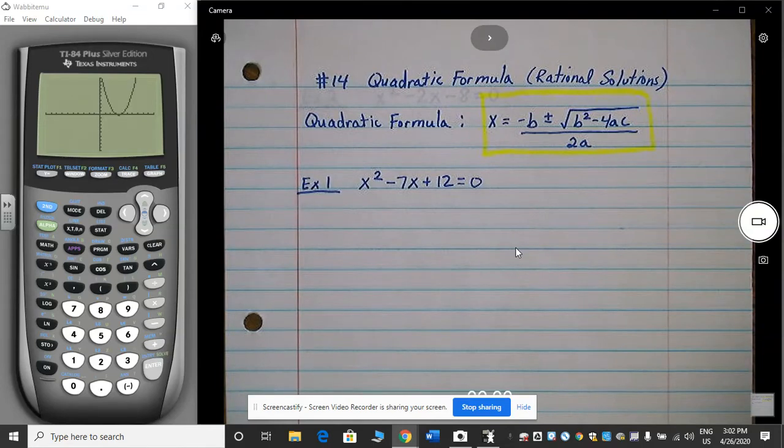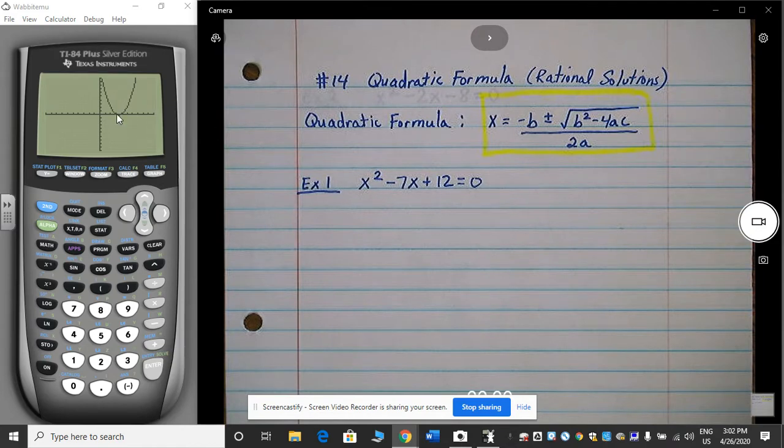In this lesson, I would like to show you how to solve a quadratic equation by using the quadratic formula. To do that, however, I want to talk about the methods that you've already learned. The first method is to solve the quadratic equation by graphing.